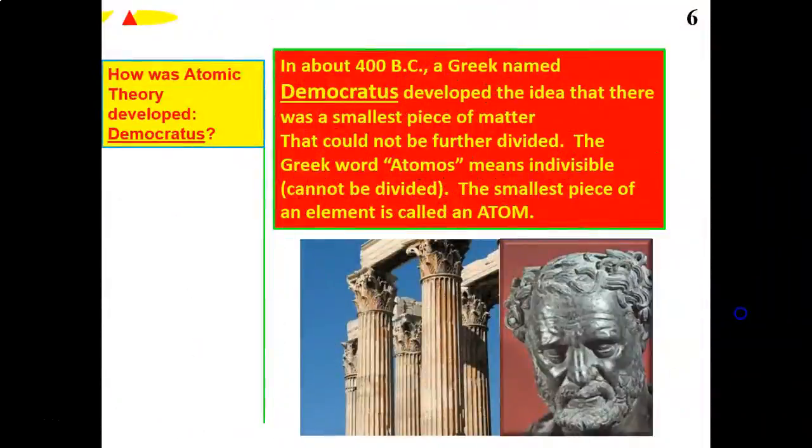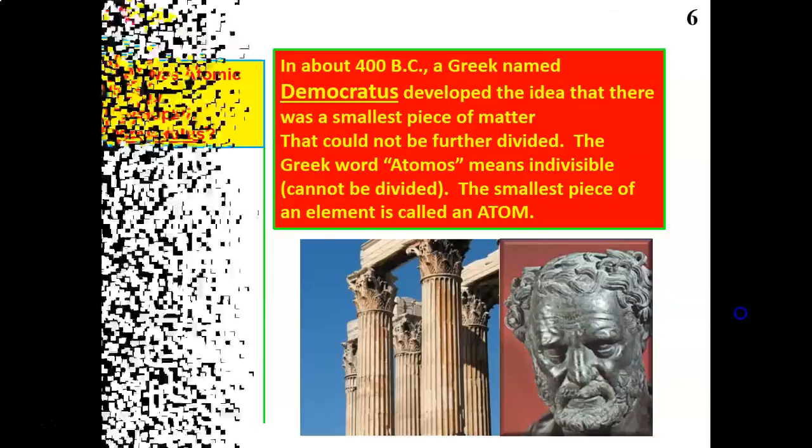So how was atomic theory developed? Well, in about 400 BC, a Greek named Democritus developed the idea that there was a smallest piece of matter, and that piece of matter could not be further divided. The Greek word atomos means indivisible, which means cannot be divided, and the smallest piece of an element is called an atom. There were other philosophers who believed that you could at least theoretically keep cutting a piece of an element forever, that there was no smallest piece. Turns out Democritus was right about that, although he had no scientific way to prove it.